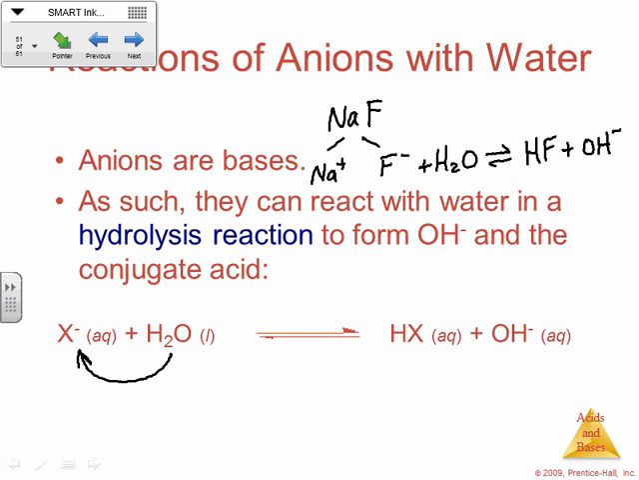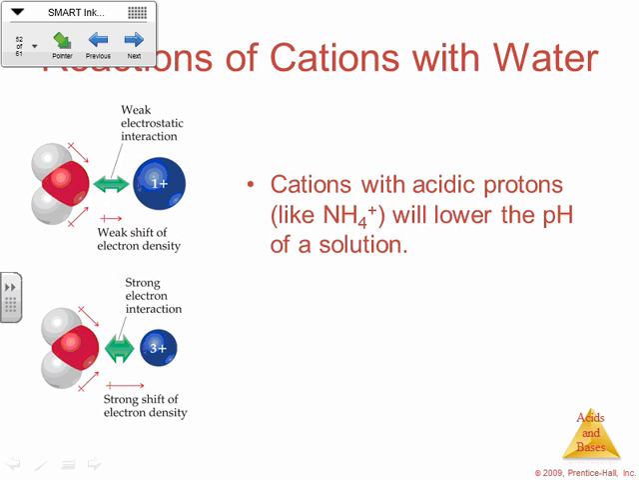So this happens with anions. You can have a trend for cations as well. With cations, there are a couple of different things that can happen. NH4 plus, ammonium, is going to act like an acid. It's going to lower the pH of the solution because it can give away one of those hydrogens fairly easily and form hydronium, H3O plus.